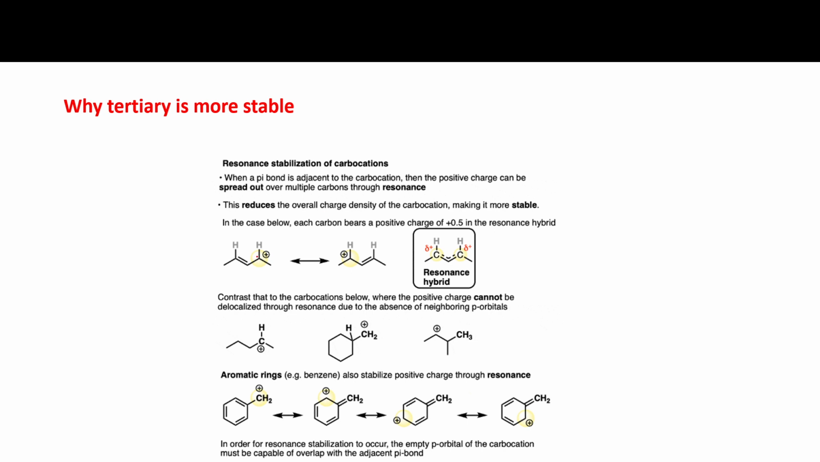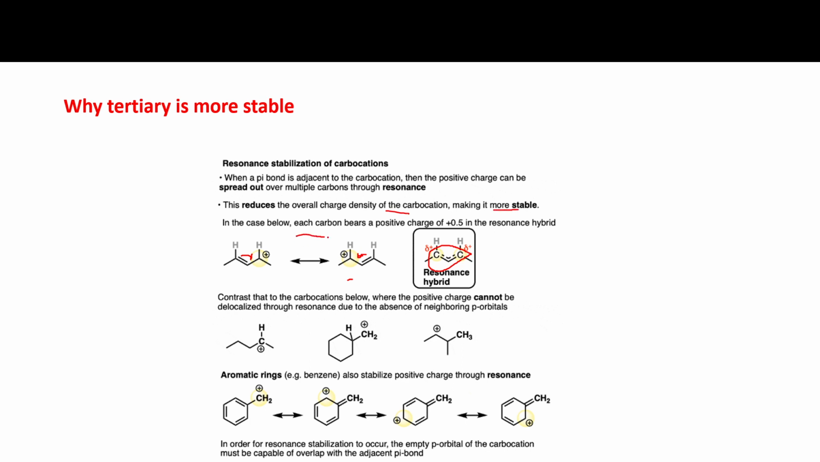Now next is resonance stabilization. When you have a carbocation and an adjacent pi group along the carbocation, that will be resonance stabilized, and the carbocation moves over here. So overall the charges are delocalized, and when the charges are delocalized, it will be more stable. That reduces the overall charge density on the carbocation, making it more stable.